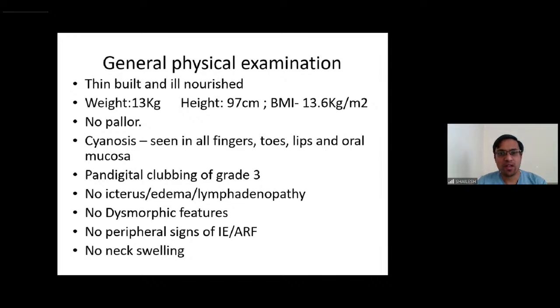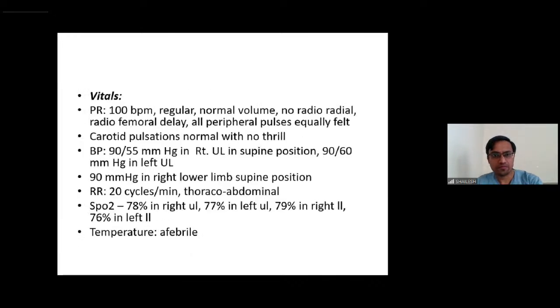There is no pallor. There is cyanosis present in all fingers, toes, lips, and oral mucosa. There is pan-digital clubbing of grade 3. There is no icterus, no edema or lymphadenopathy, no dysmorphic features, no peripheral signs of infective endocarditis or acute rheumatic fever, and no neck swelling. In vitals, the pulse rate is 100 beats per minute, regular, normal volume, with no radial or radiofemoral delay, and all peripheral pulses are felt equally.